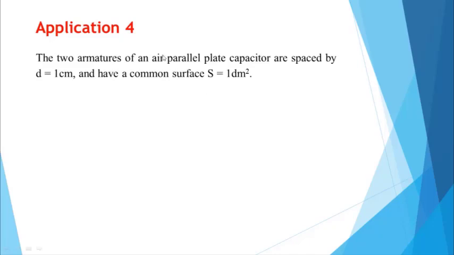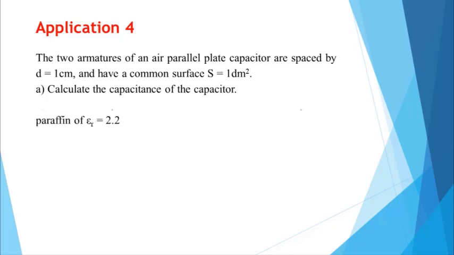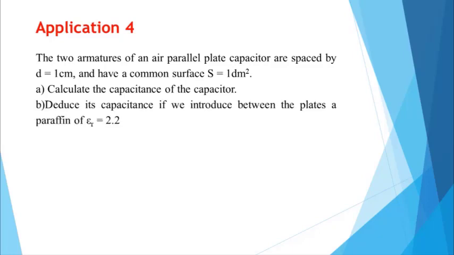Application number 4. The two armatures of an air parallel plate capacitor are spaced by D is equal to 1 cm and have a common surface area S is equal to 1 decimeter squared. Part A, calculate the capacitance of the capacitor, and in part B, I have to deduce its capacitance if we introduce another dielectric between the plates, which is the paraffin of epsilon r is equal to 2.2.